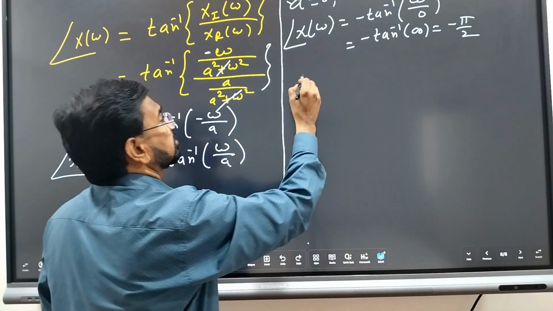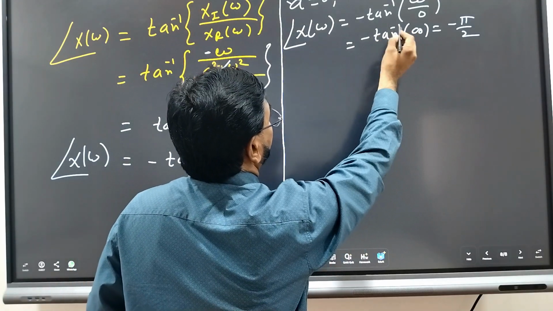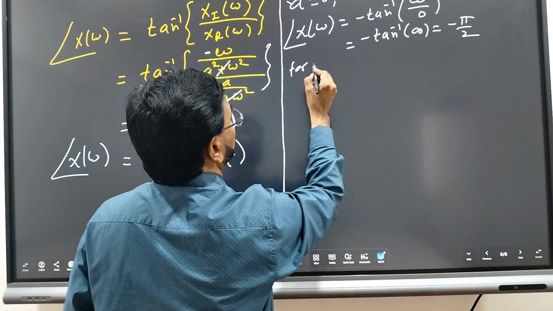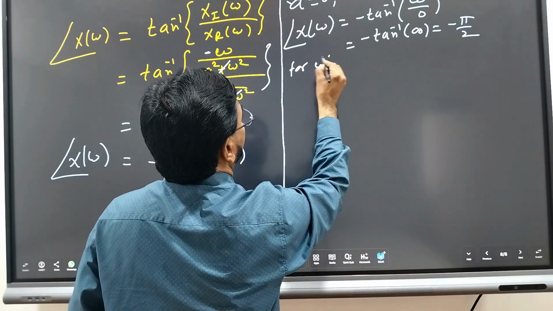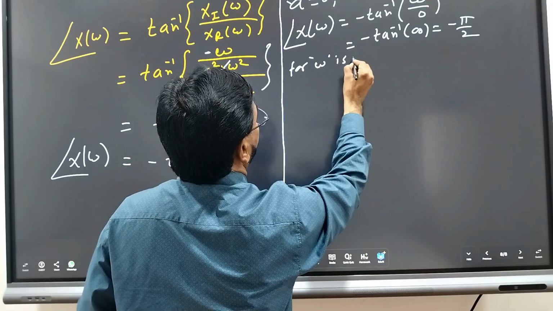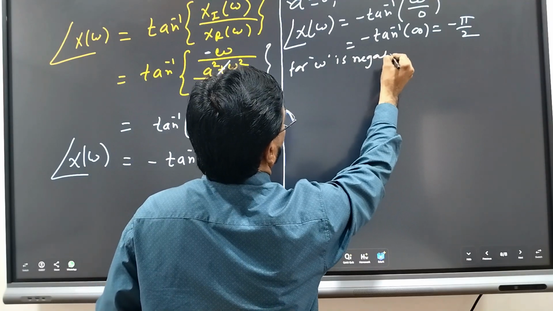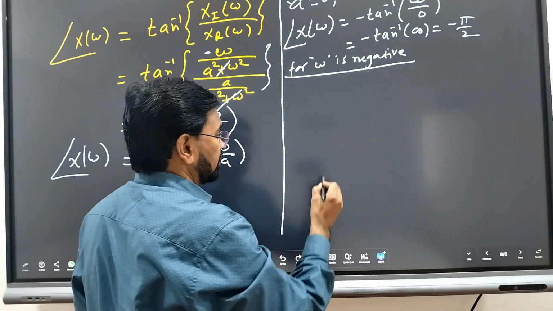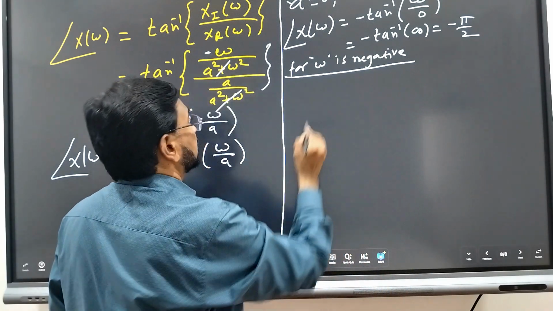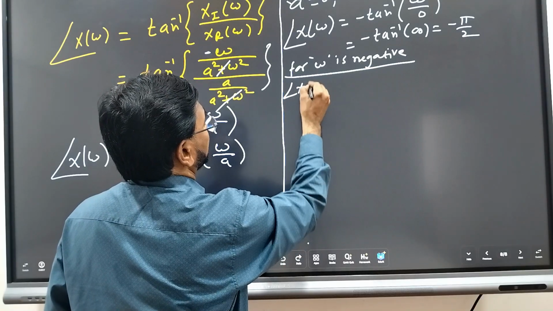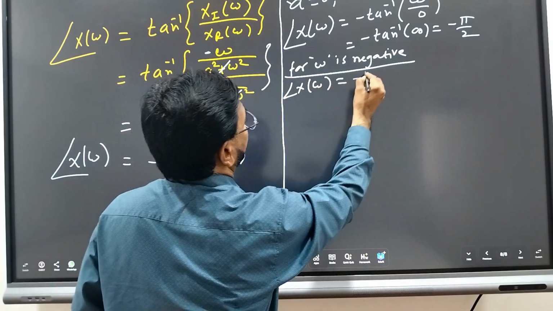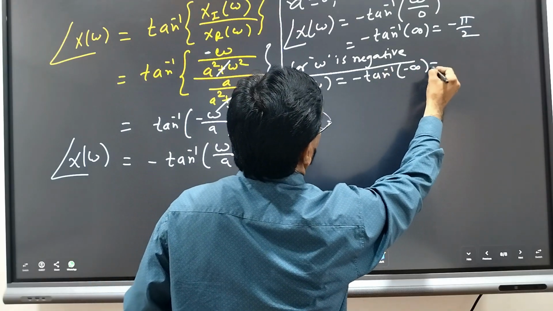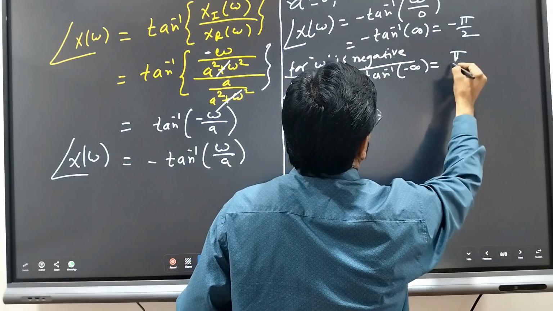And this is for plus omega. If you take minus omega, omega is negative. In the left side of our spectrum, omega is negative, so what will happen? The angle of X of omega is equal to minus tan inverse of minus infinity, so it will be plus pi by 2.